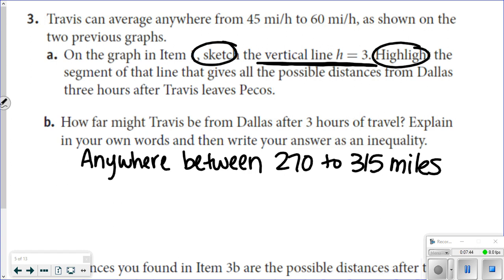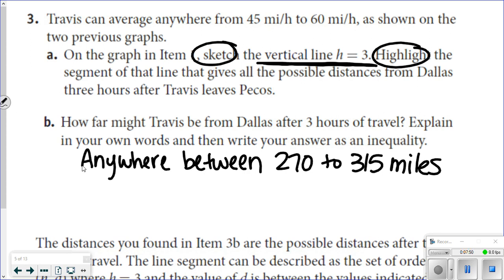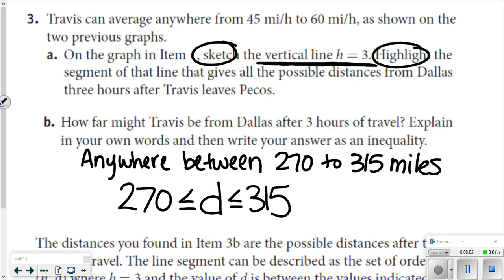But to write this as an inequality, it's similar to how we write domain and range. So my low number is going to come first, so 270. Then my inequality symbol, we're going to use D for distance, 315. So our low number comes first on the left, my high number goes last on the right. All my possible distances are in the middle. So my distance is either greater than or equal to 270 or less than or equal to 315. Anywhere in between. Make sure you have the equal to lines. We could be exactly 270 and exactly 315.